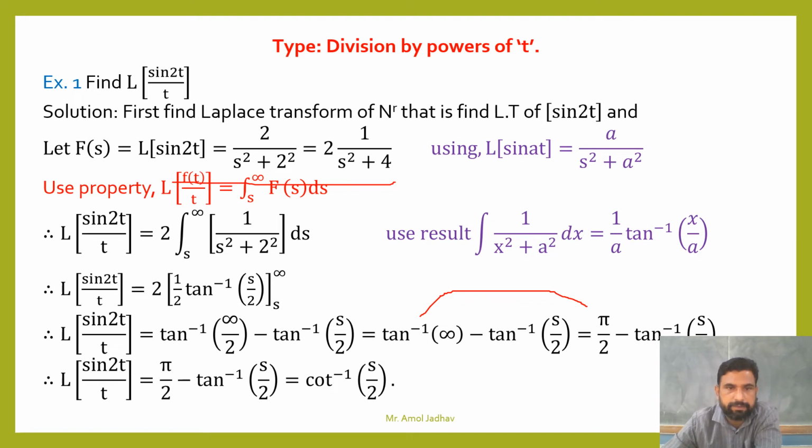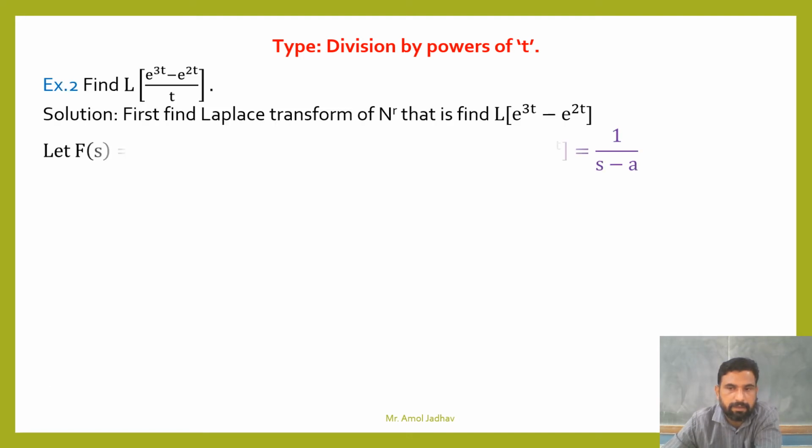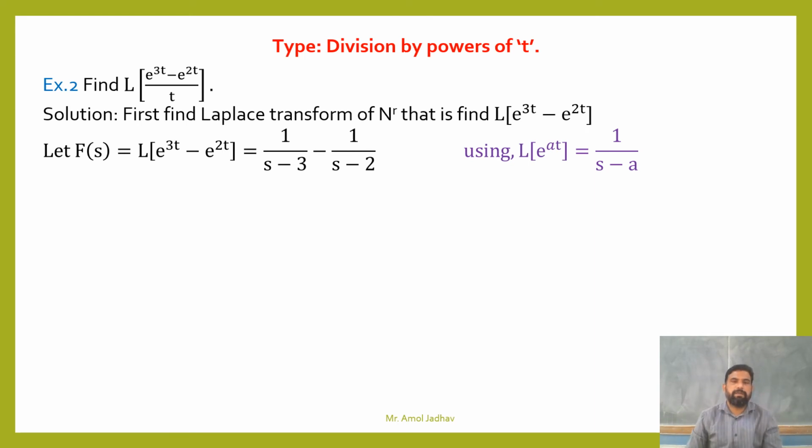Next example. Find L of e raised to 3t minus e raised to 2t over t. First find the Laplace transform of the numerator, that is the Laplace transform of e raised to 3t minus e raised to 2t. Using the result L of e raised to at is 1 upon s minus a, the Laplace transform is 1 upon s minus 3 for e raised to 3t, and 1 upon s minus 2 for e raised to 2t.